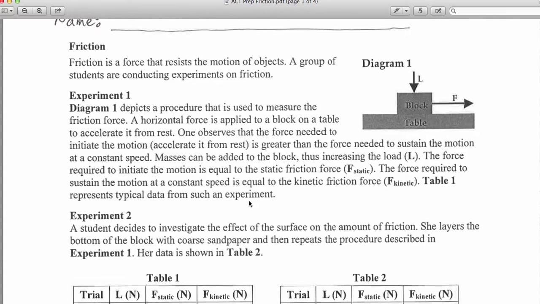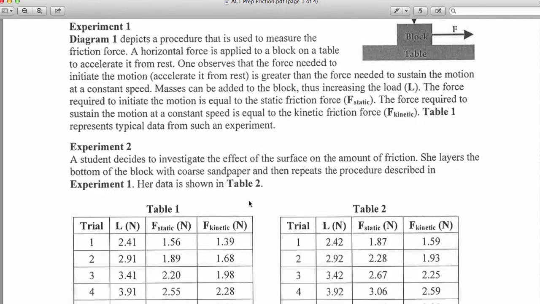The force required to initiate the motion is equal to the static friction force, also known as F sub static. The force required to sustain the motion at a constant speed is equal to the kinetic friction force, also known as F sub kinetic. Table 1 represents typical data from such an experiment.